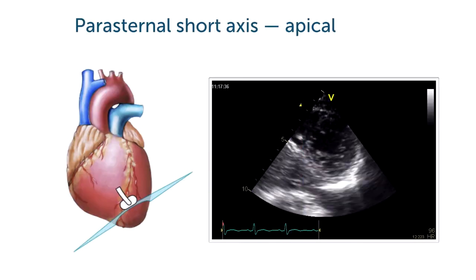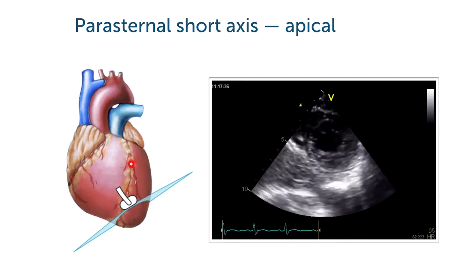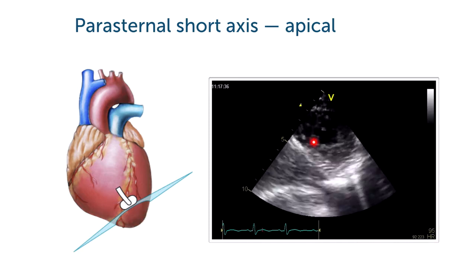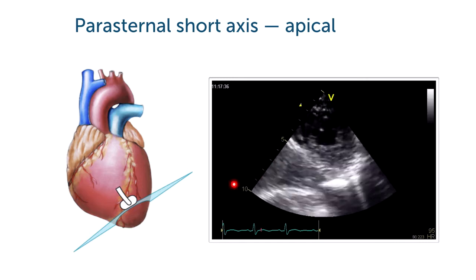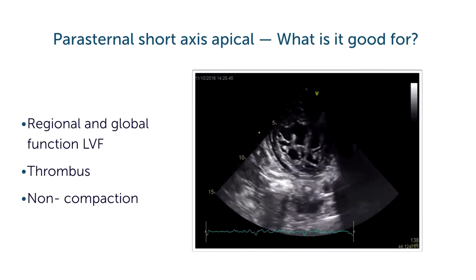How do you get such a view? Well, basically by moving the transducer a little further down from the standard position, which is usually in the third, fourth intercostal space, and then just cutting only the apex of the heart. So you have the cavity, which appears very small here, obviously, because you've got a bullet or conical shape of the ventricle here. What is this view good for?